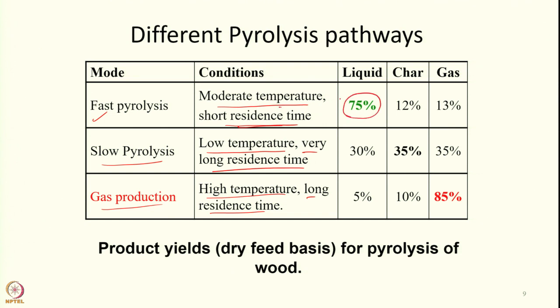are getting? We are getting high amount of liquid. When we are doing slow pyrolysis, we are getting high amount of solid char. And when we are looking for gas production, high temperature and long residence time, we are getting this high amount of gas. So to understand this, we have to understand the very basic chemistry of how this pyrolysis is happening and what is the role of temperature and the residence time, okay.